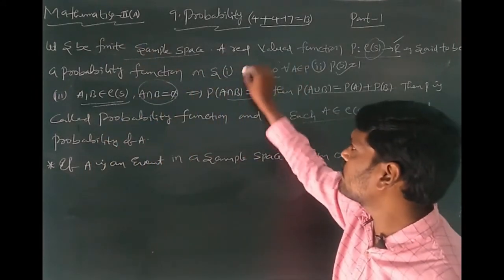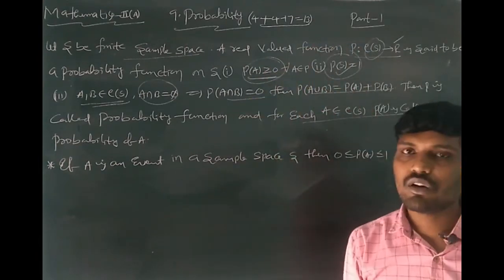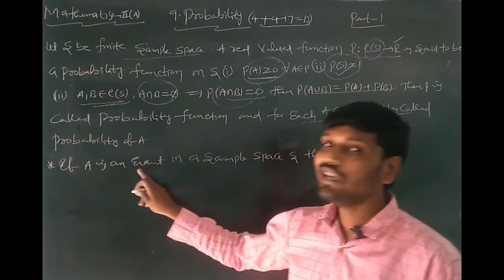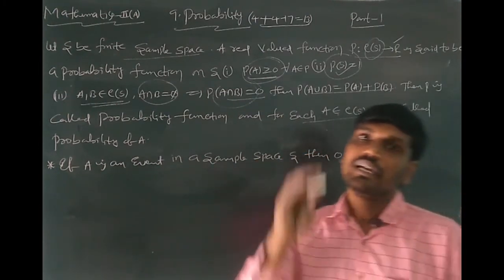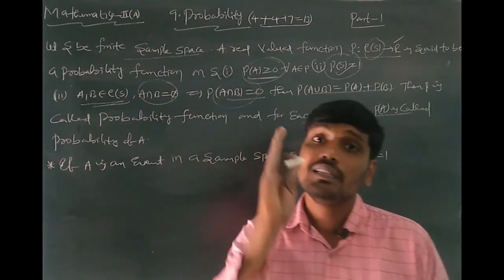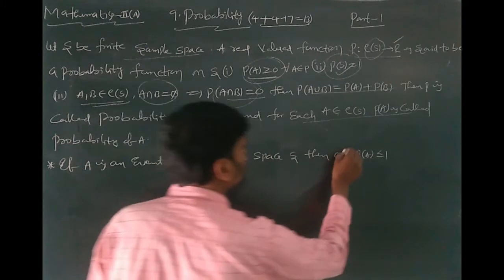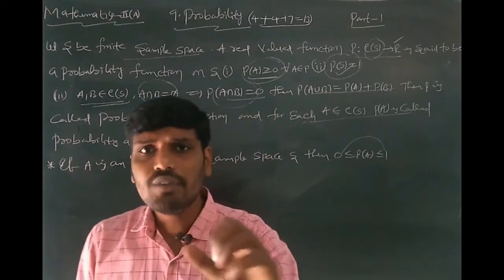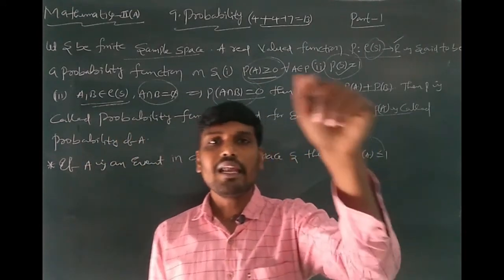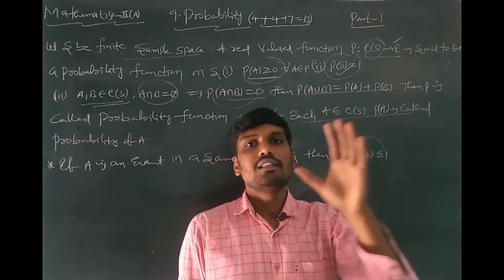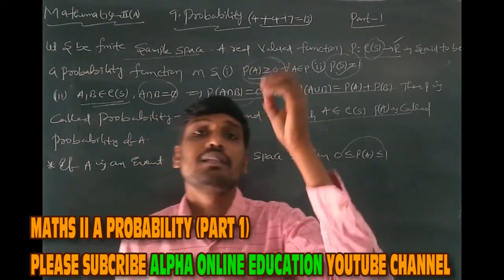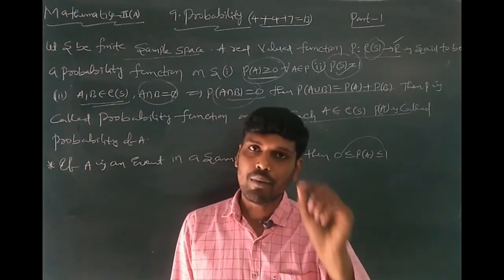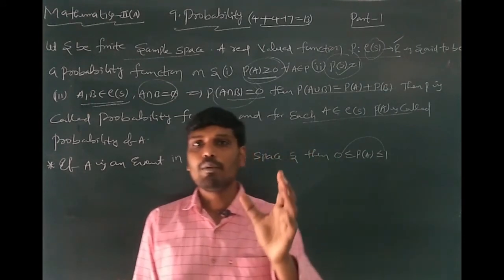These three conditions: one is P of A is greater than or equal to 0, second is P of S equals 1, third is P of A intersection B equals 0. Next one. If A is an event in a sample space, the probability of A lies between 0 and 1, including 0 and including 1. The probability of any event has a value between 0 and 1; only then is the probability possible, otherwise it is impossible.